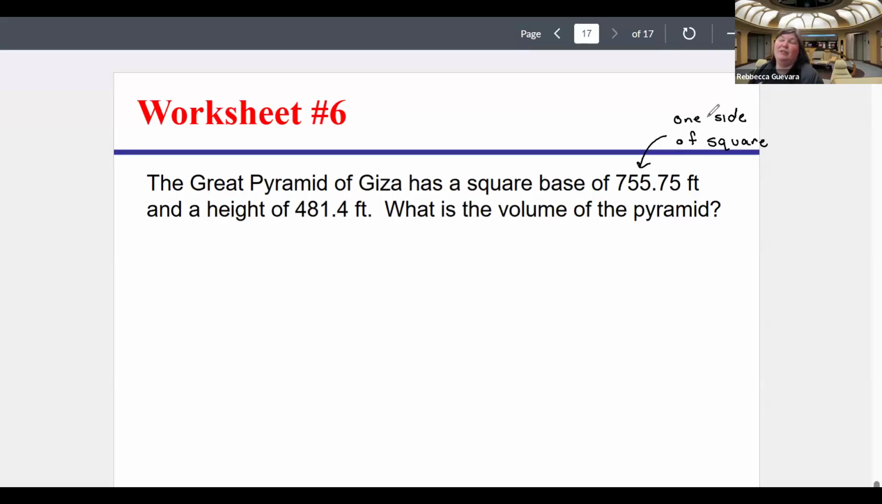What is the volume of the pyramid? So once again, go back to that formula sheet, look for a pyramid. In this case, it's telling you if you're looking for volume or area, and you can fill in the equation.